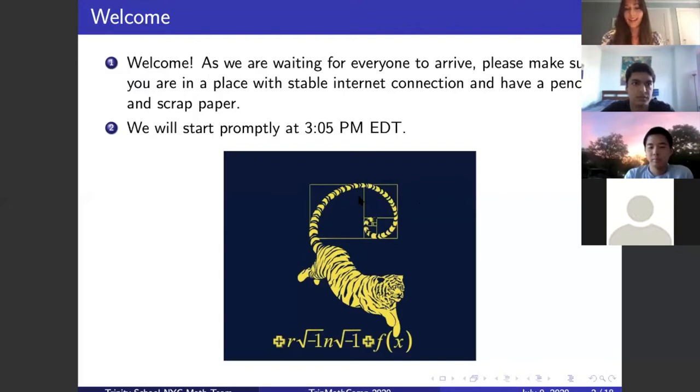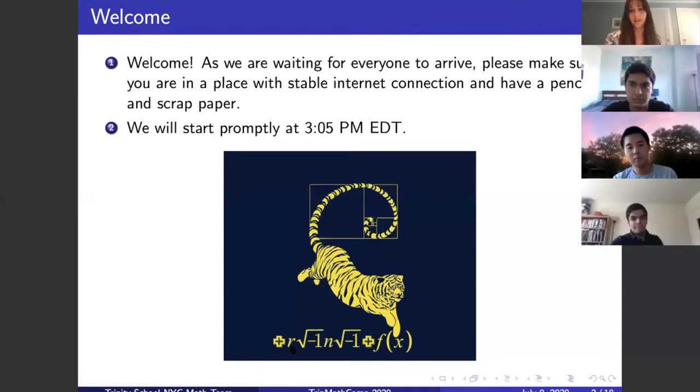If you came from the last session and we learned about complex numbers, and you didn't know before, you might now know what this square root of negative one means, which is kind of cool.